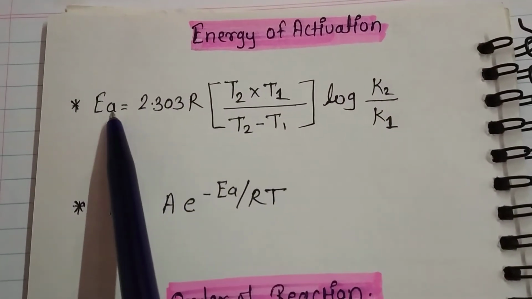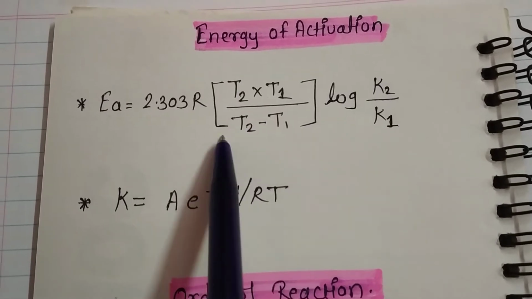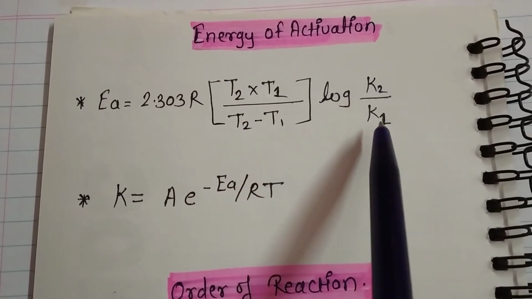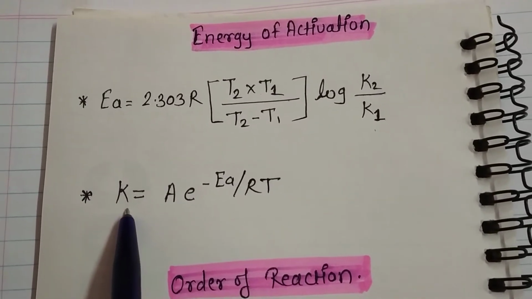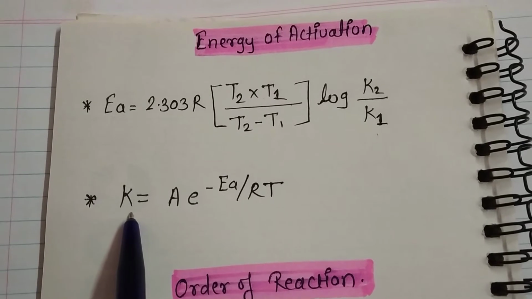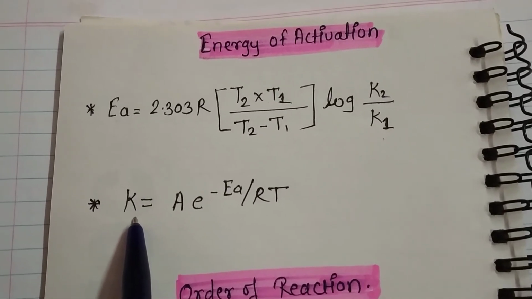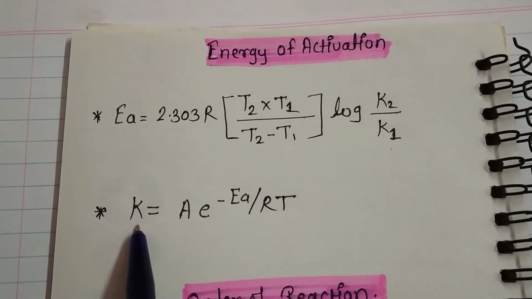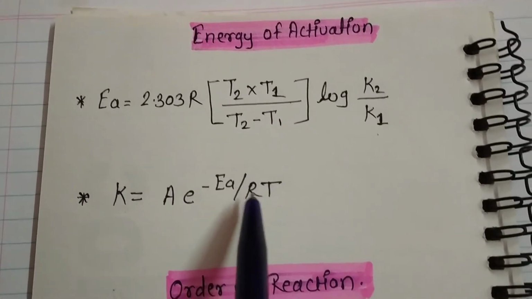We discussed the formula, that is EA is equal to 2.303 into R into T2 into T1 divided by T2 minus T1 into log of K2 divided by K1. There is one more formula related to the exponential form of the Arrhenius equation. From this formula also we can calculate the energy of activation by using the frequency factor. So K is equal to A into e raised to minus EA upon RT.